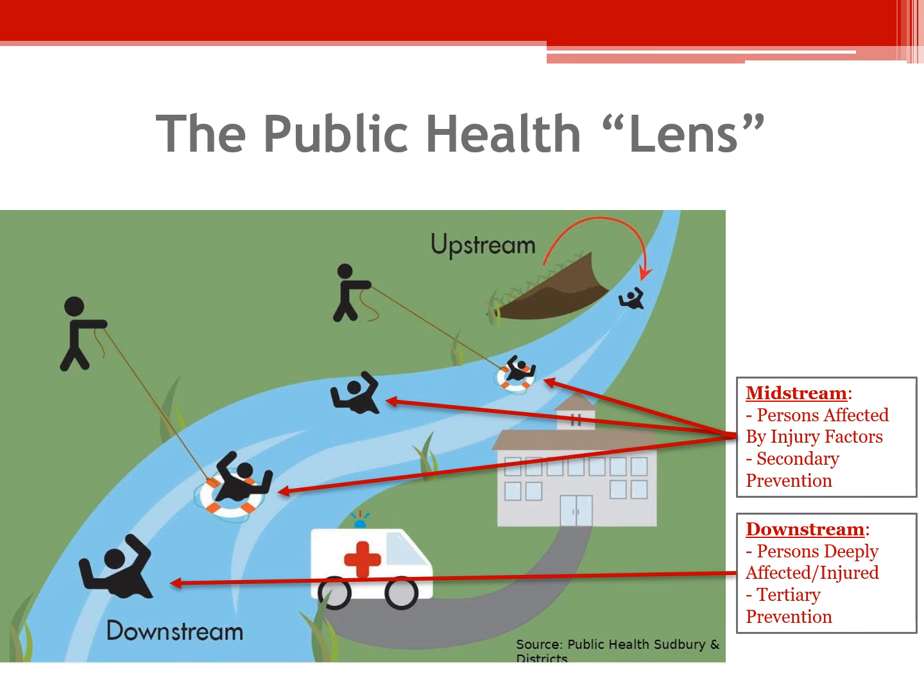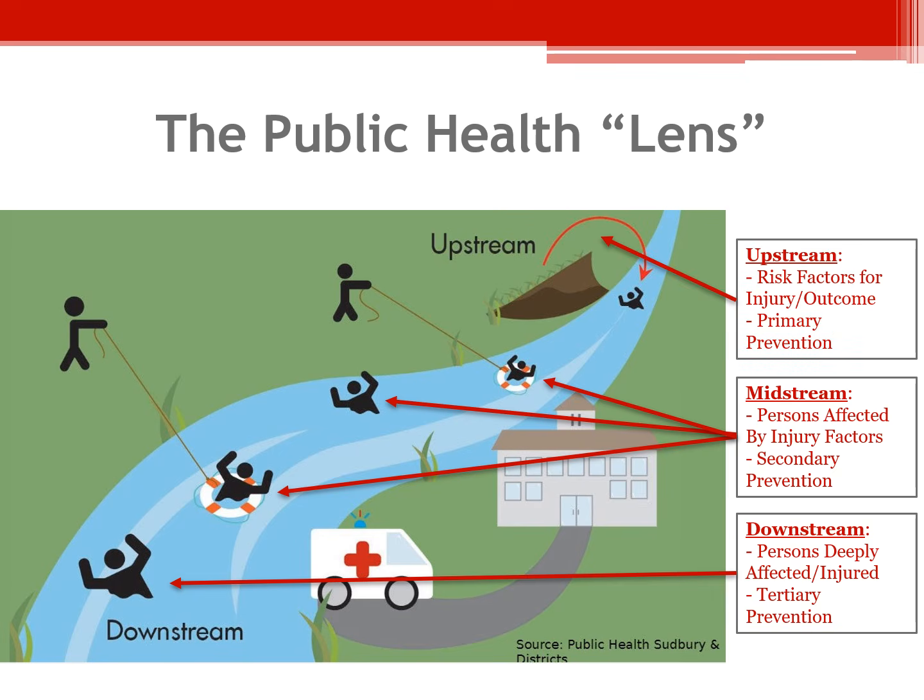And then midstream would be people who are affected by the injury factors, where they weren't protected from the exposure happening in the first place, but the intervention happened relatively early so that the injury was mitigated and the long-term damage was minimized. This is where you get secondary prevention in many of your things. If you think about seatbelts, this is an example of a secondary prevention. It doesn't stop a crash from occurring, but it makes the crash much more survivable.